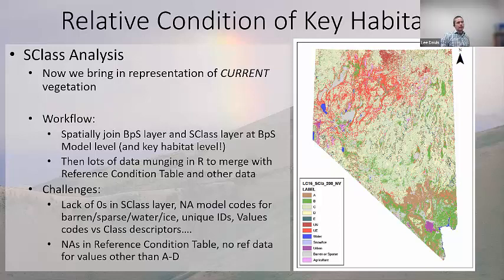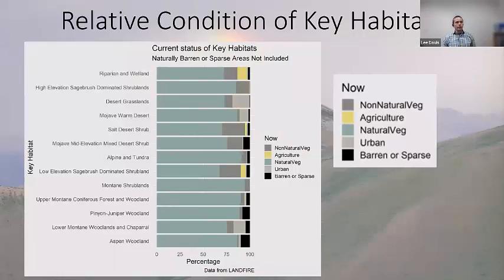And then you have to do a little bit of completing data tables or data frames to make sure that NAs in the reference condition table, or no reference data values from the reference condition table, are completed. If that doesn't make sense, feel free to ping me on that one after. So yeah, it's a lot of work to get that done, but the good thing is that once you get to the end of it, you've got really useful stuff.